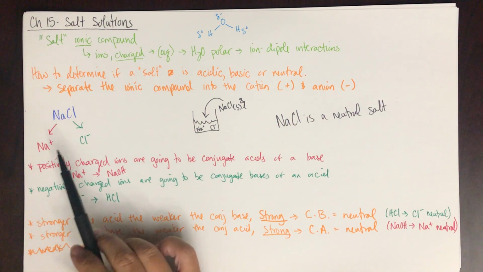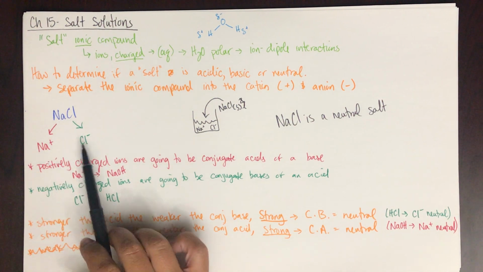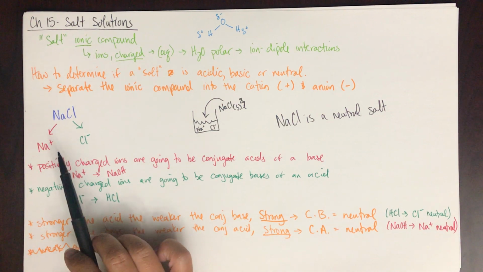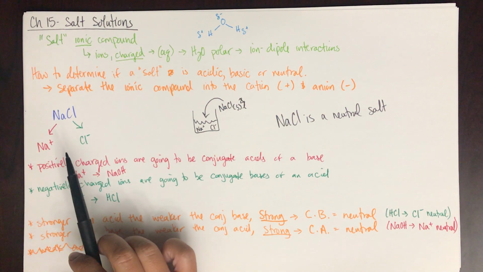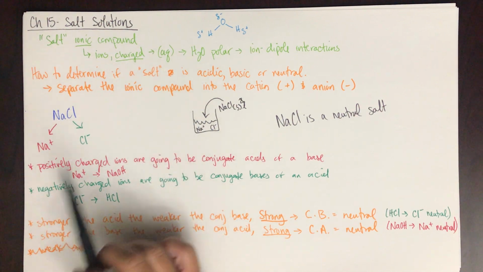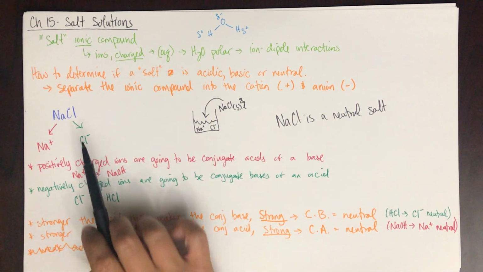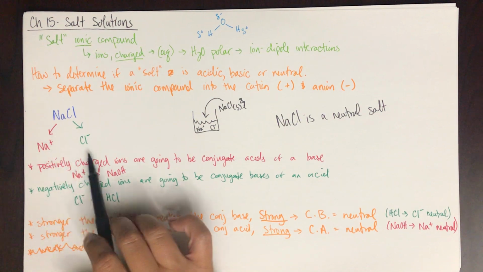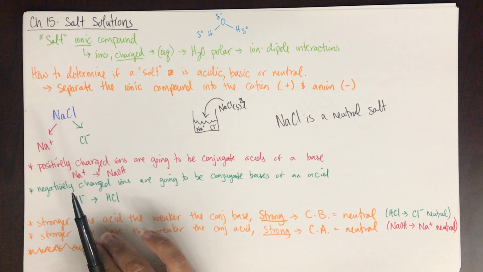So this is not always the case, because if one of these ions was the conjugate of a weak acid or a weak base, then the conjugate would also be weak, meaning it would contribute to the pH. But because both of these are conjugates of the strong acids and strong bases, it's a neutral salt.